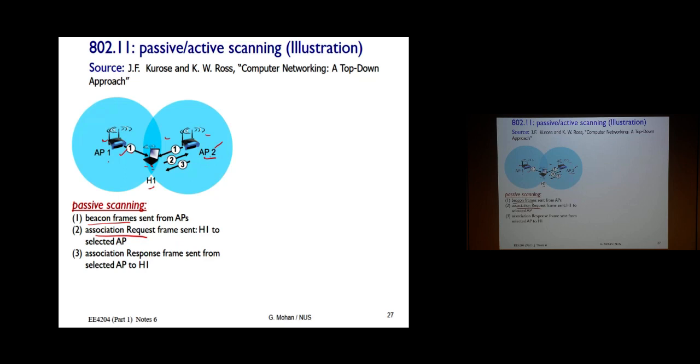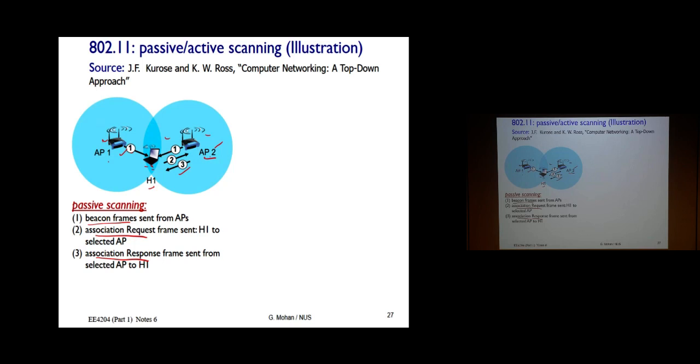Then AP2 will accept it. It will respond in step 3 with association response. So the host will say, hi AP2, I want to associate myself with you. Can you serve me? Then AP2 will send, okay, you can be attached to me. I can do service for you. I can serve you. I can forward your frames to others. Okay. This is how it works.